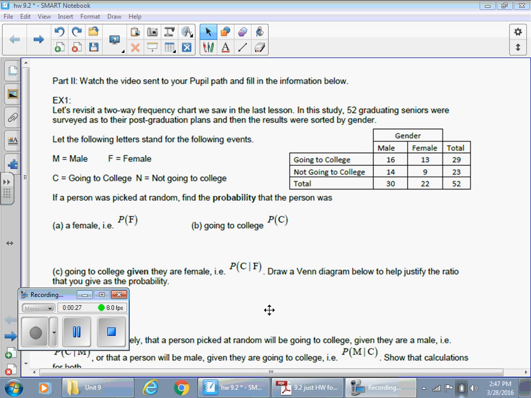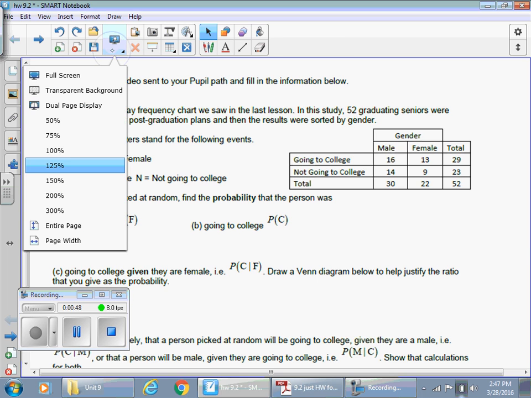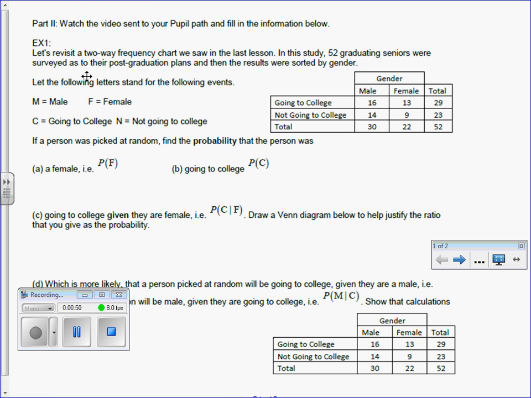So if we look at the first example, it says, let's revisit a two-way frequency chart we saw in the last lesson. We just saw this as one of the questions on the back of today's handout. It says, in this study, 52 graduating seniors were surveyed as to their post-graduation plans, and then the results were sorted by gender. So you can see the two-way table on here. At the top it says male, female, and total, and along the side, going to college, not going to college, and total.